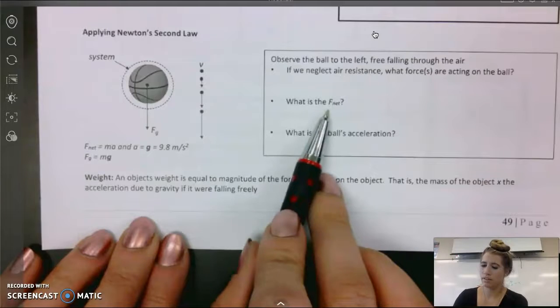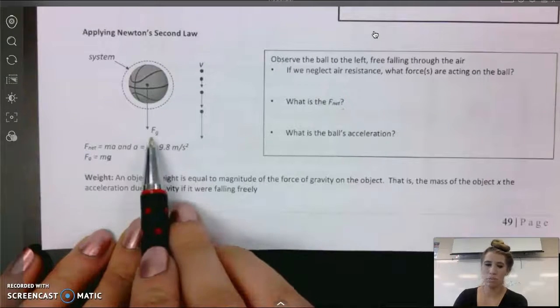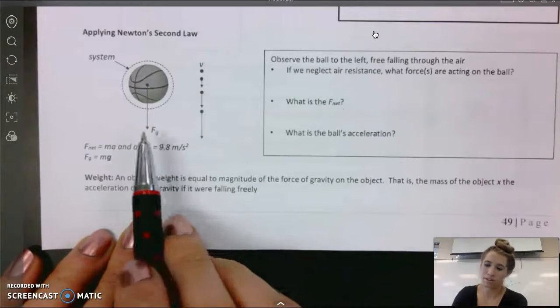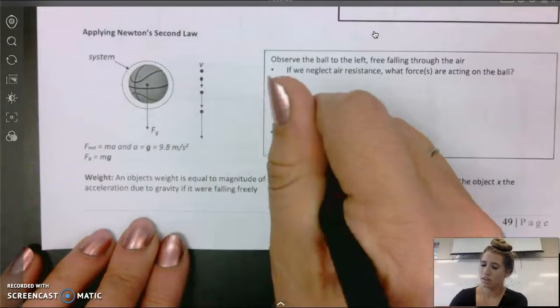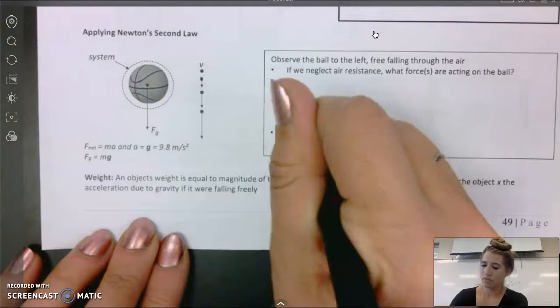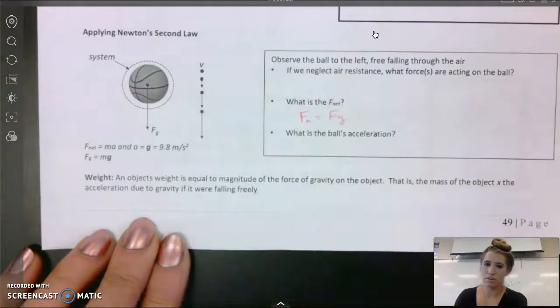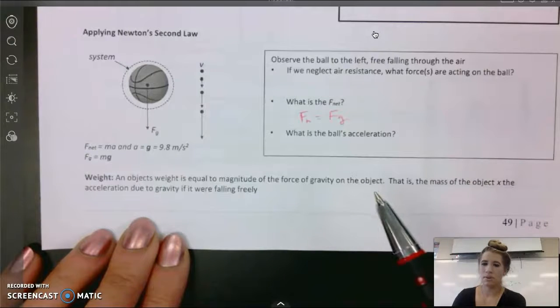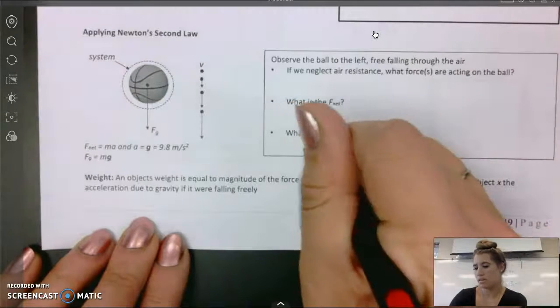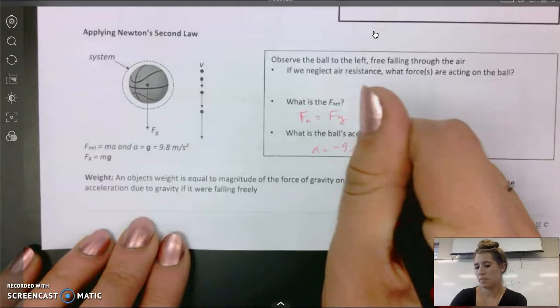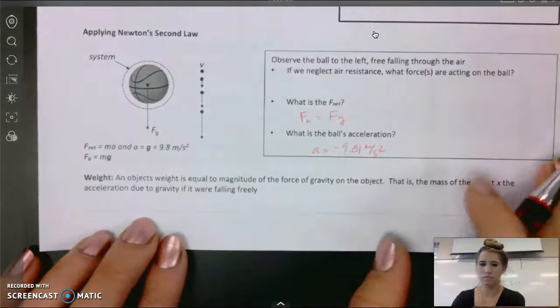So what is our net force? Well, it would only be gravity, because if we add all our forces together and that's the only force, then our force net is going to equal the force due to gravity. What is the ball's acceleration? It's the acceleration due to gravity, which is negative 9.81 meters per second squared.